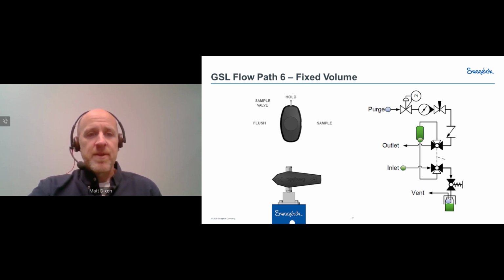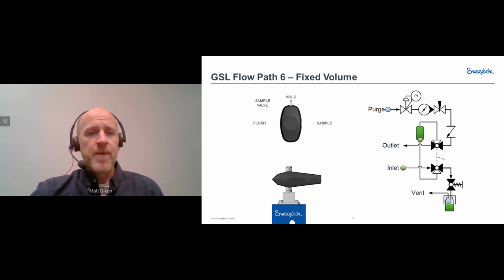Now, once that little cylinder is full, we can go ahead and switch to the sample position. And then we're actually using the purge gas, in this case nitrogen, to push that liquid out of the little sample bottle and into the sample container down below. So this is a nice, effective way of doing it. As I mentioned, you do actually have to keep this hot because you need to keep things flowing.